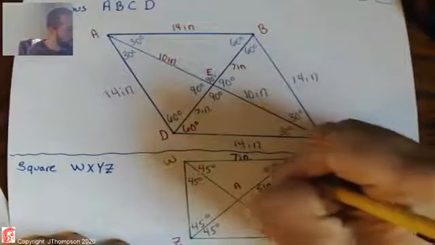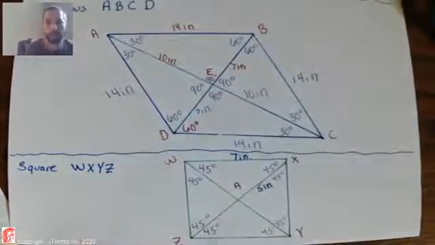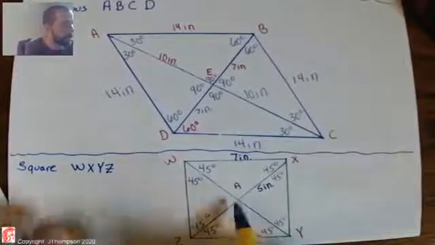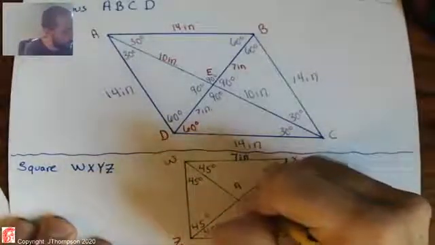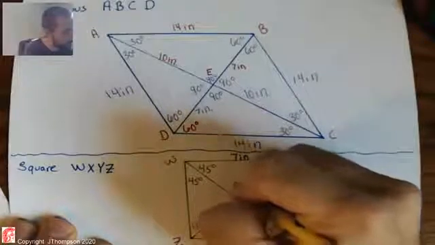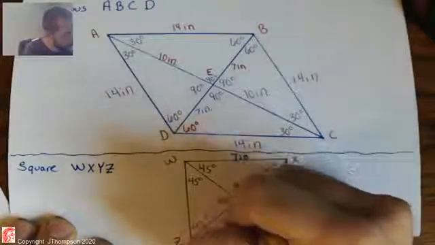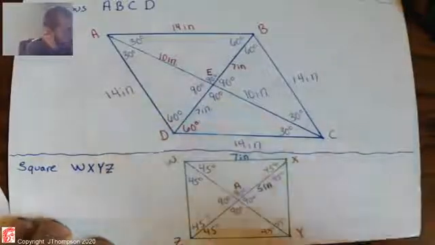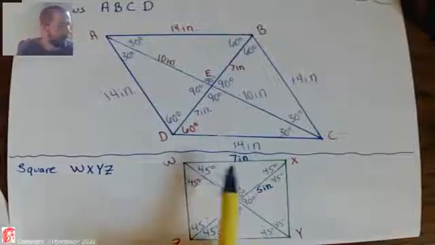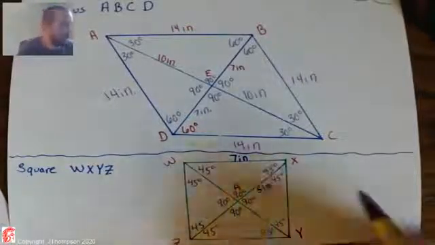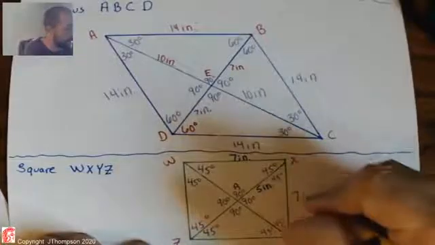And then also, since a square is a rhombus, the diagonals are perpendicular. So all four angles in the intersection here are also going to be 90 degrees. So we just figured out every single angle without being given any. All right, now a square is a rhombus again. So if one of the sides is 7, then all of the other three sides are 7.